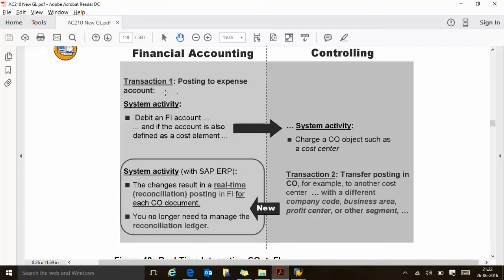Posting to an expense account, debit an FI account, and if the account is also defined as a cost element, the system charges the CO object such as cost center. Okay.